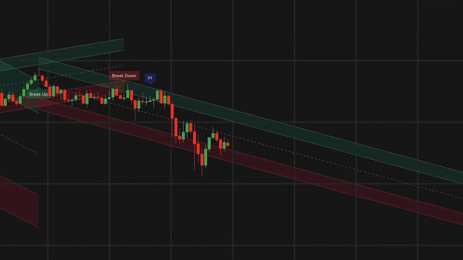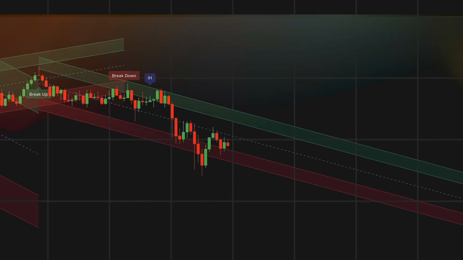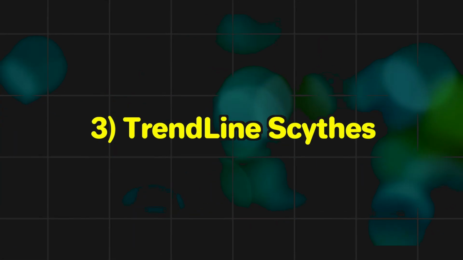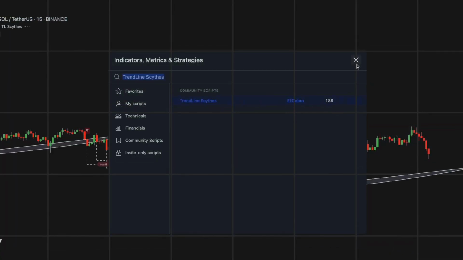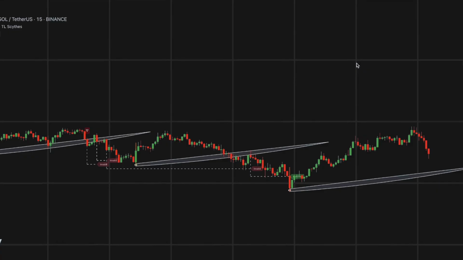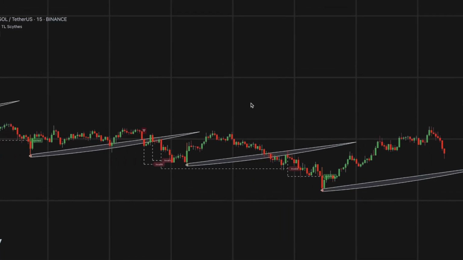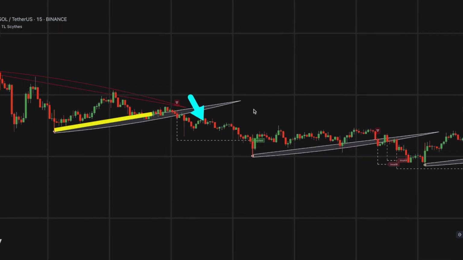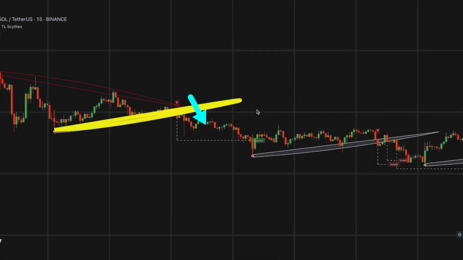So, give it a try, backtest it in the market you're willing to trade with it, and let's move on to my next pick. The indicator in 3rd place is the Trendline Scythes by Eli Cobra. I can assure you, you have not seen such an indicator on TradingView yet. This tool automatically detects and draws special curved trend lines, resembling scythes or blades, based on pivotal points in price action. These trend lines adapt to the volatility of the market, providing a unique perspective on trend dynamics.